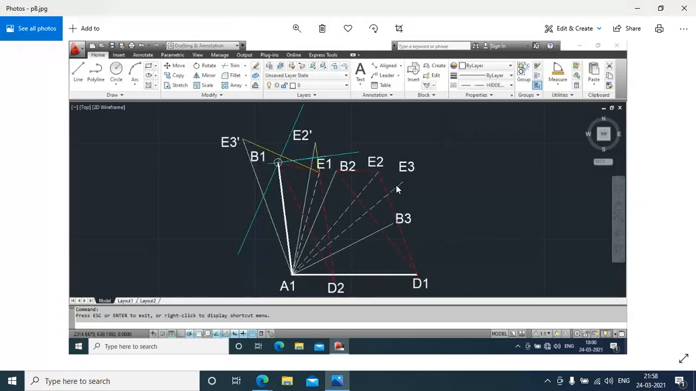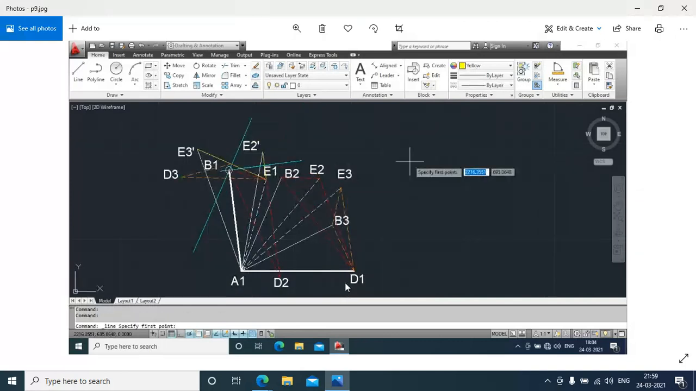Now we have plotted a triangle between the points B2, E2 and D1. Now we have replicated the same triangle here, that is B1, E1 and D2. This gives us the point D2. Now we have plotted another triangle, that is E1, B3, D1. We have replicated the same triangle here, that is E1, B1 and D3. This gives us the point D3.